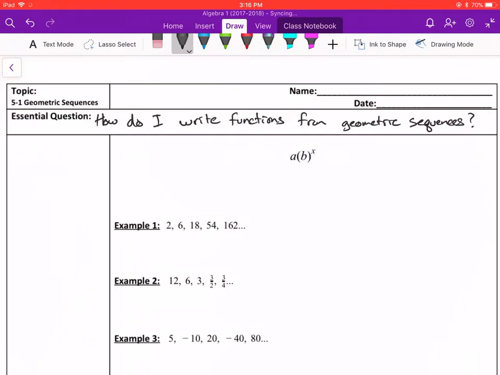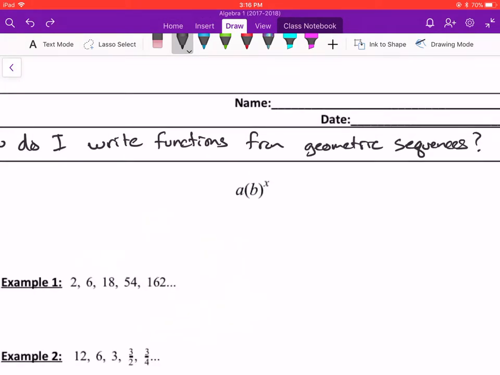You always have a parentheses b raised to the x. X is an exponent. That's why it's called an exponential function. Notice how the x here is always the exponent. It's kind of raised, like a little tiny x. But the a and b will always be numbers.